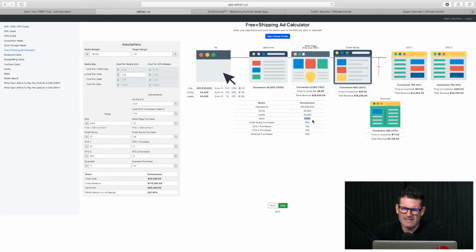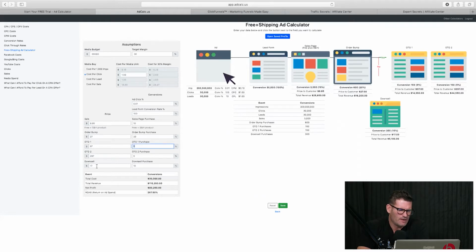Of those 3,000 leads, because we had a 20% conversion rate on the order bump, that means 600 people ended up purchasing the $27 order bump, okay? So now what happens is those 3,000 people end up landing on the OTO1, the one-time offer on the back end of this flow. And on the back end of this flow, 5% of these people are going to end up purchasing the product.